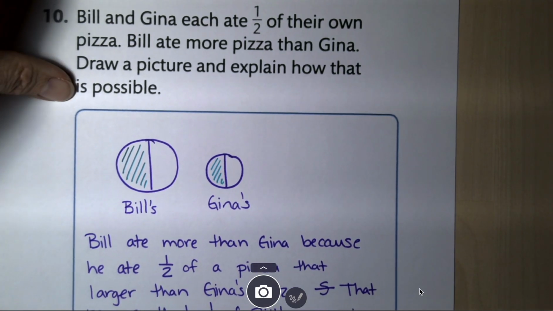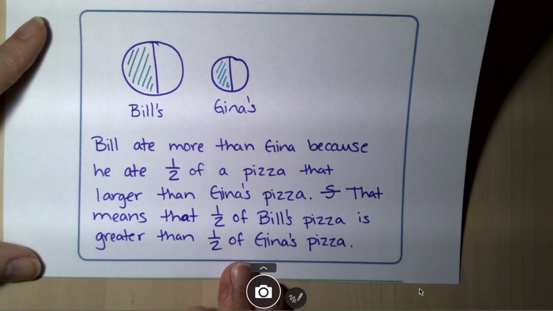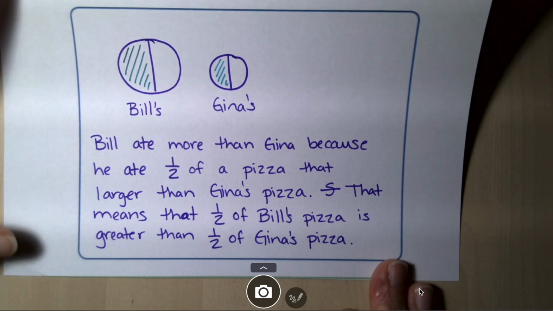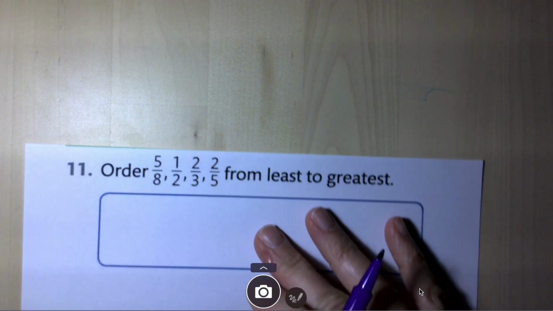Okay. So your answer doesn't have to be exactly like this. There's many ways you could say the same thing. You might have explained it in a different way, and that's fine as long as you recognize that the two pizzas were a different size. That's the only way that Bill's half of a pizza is larger than Gina's half a pizza. Okay. I'm going to move on to number 11.